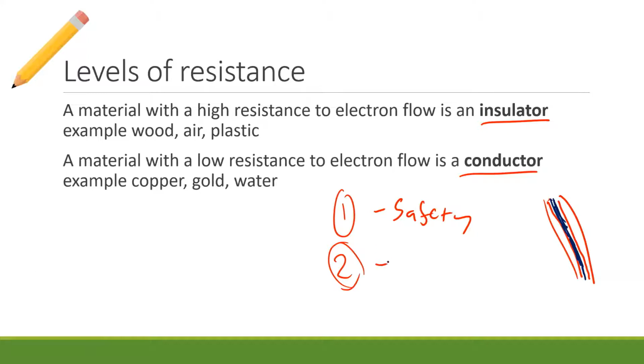The second reason as well is to control the path of electrons. I can run two cables right next to each other and not worry about the fact that these two might touch, because I can actually control the path of electrons since they are insulated. But if they were touching, I would have to be really careful about how I put paths. So that's why putting insulators around them is really important.